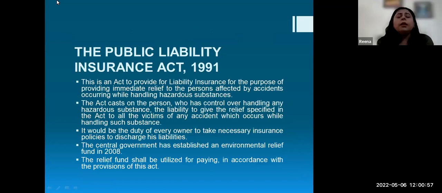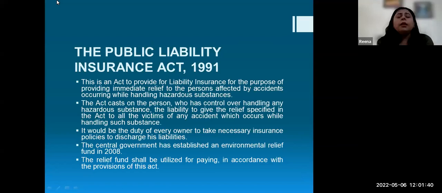Okay, so it covers environment pollution or leakage of hazardous gases, which has caused any damage to the lives as well as the community or the plants and animals in the vicinity of the industry or the project activity. So it is the duty of every owner to take the necessary insurance policy to discharge his duties. If someone is not taking any insurance under the Public Liability Insurance Act and an accident happens unfortunately in their industrial establishment, then they will not be able to give compensation to the stakeholders if they have not insured themselves.